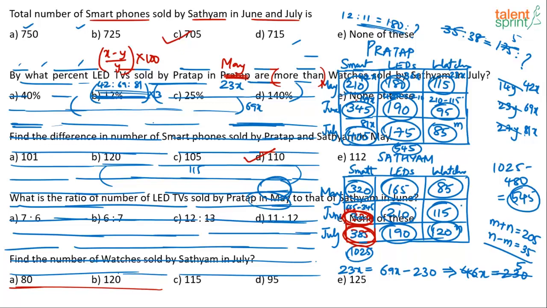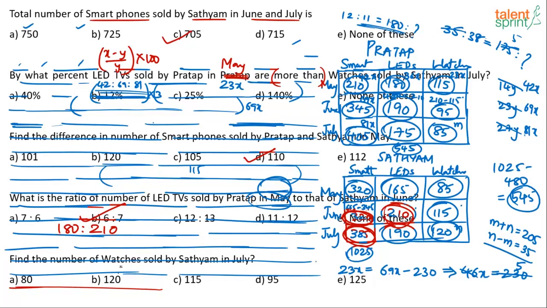Answering these questions is just the difference of those two numbers, like what we have seen here. 320 minus 210, 110. What is the ratio of the number of LEDs sold by Pratap in May to that by Satyam in June? Pratap in May is 180, Satyam LEDs in June is 210. 180 is to 210. How much is it? 6 is to 7. 30 into 6, 30 into 7.